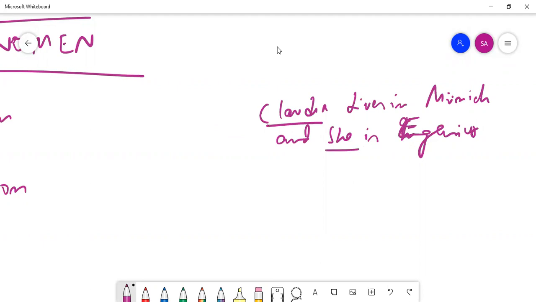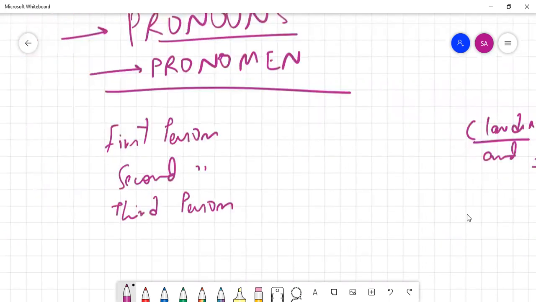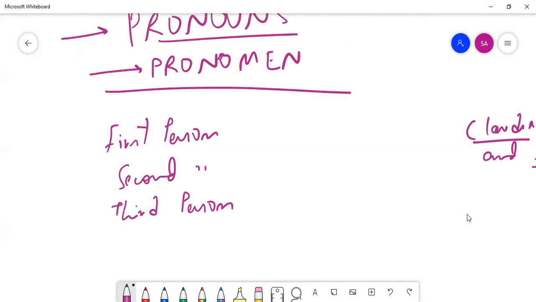So this "she" is a pronoun. That is, we are using this word in place of the noun. We can always say Claudia lives in Munich, Claudia is an engineer. But that doesn't look very pleasant, taking the name of the noun every time.